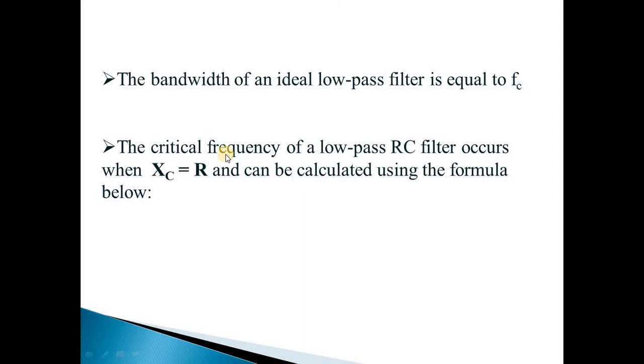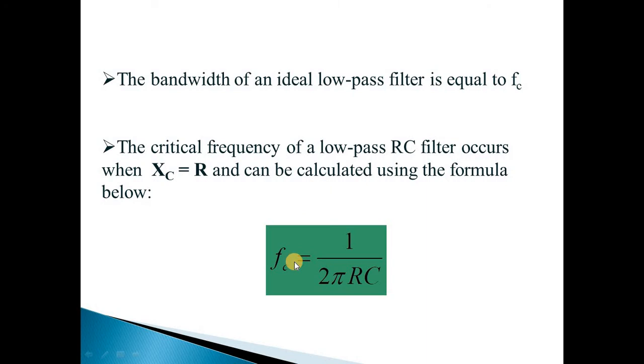Bandwidth of an ideal low pass filter is equal to the critical frequency. The critical frequency of low pass filter occurs when capacitive reactance is equal to R and can be calculated using the formula Fc equals 1 divided by 2 pi RC.